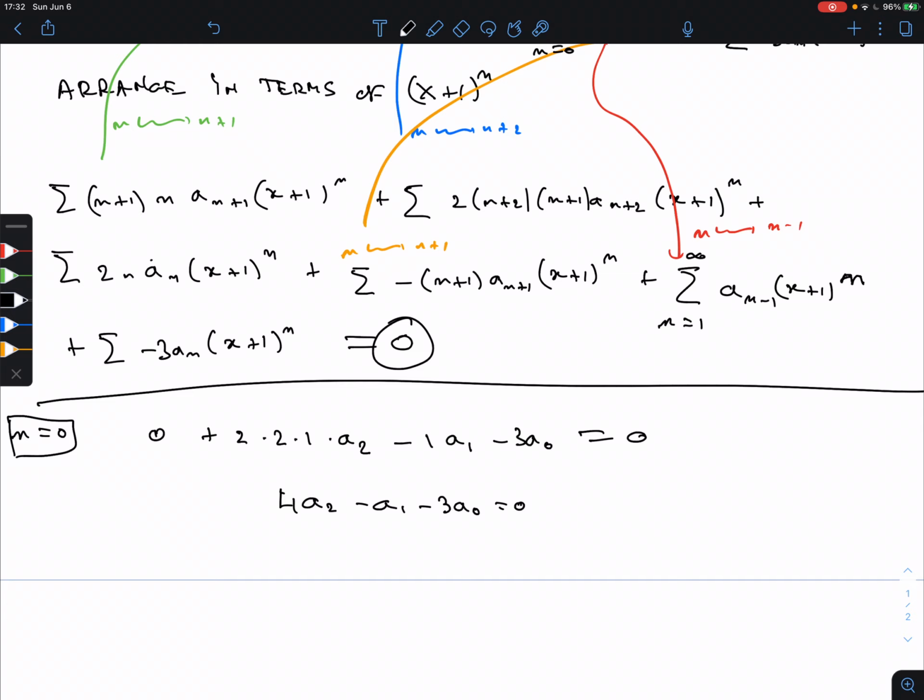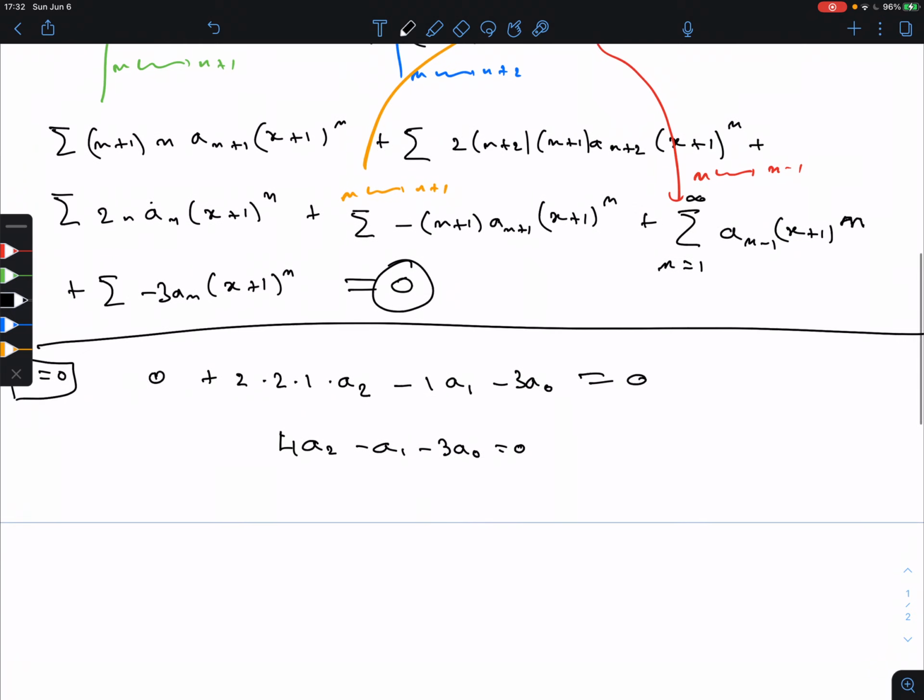Now a0 and a1 are the initial conditions, so I should bring them to the other side. So we have 4a2 is equal to a1 plus 3a0. So we see that a2 is equal to (a1 plus 3a0) over 4. Notice that to calculate a2, I need both initial conditions. In the previous videos, the even solutions depended on a0 and the odd ones depended on a1. But here we get this mixture.